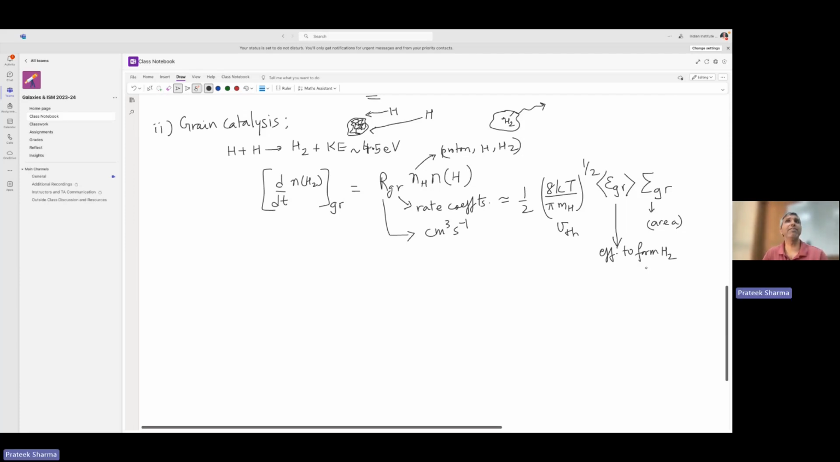Okay, so these are the ways in which you can form molecular hydrogen, but you can also destroy molecules. So you must have noticed a pattern, right? You have processes which create something, and then processes which destroy something, processes which heat the gas, and processes which cool the gas, and we have equilibrium eventually. The same ideas will follow here. What will destroy hydrogen molecules? That is photodissociation of H2 molecules.